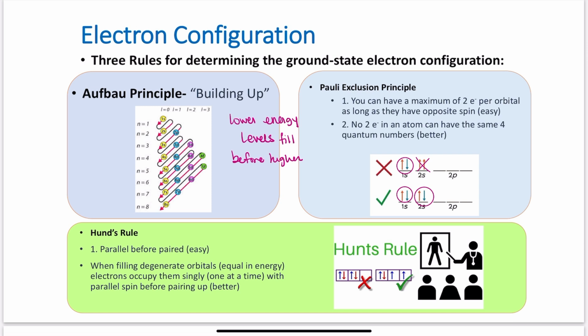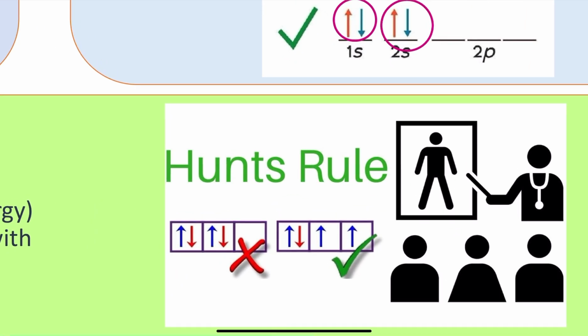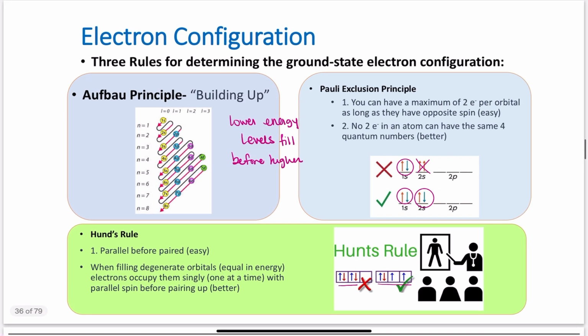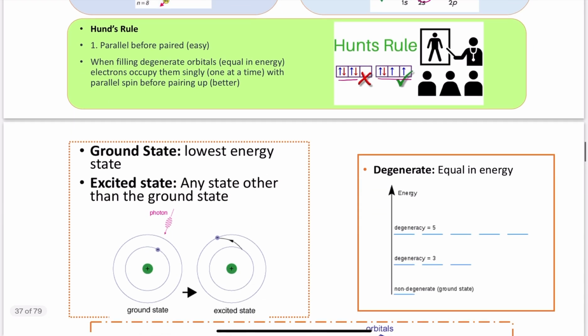And then Hund's rule is the parallel before paired idea. The better way of saying that is when filling degenerate orbitals, and degenerate again means equal in energy, the electrons occupy these orbitals singly, one at a time, with parallel spin before pairing up. And we can see that in the pictures here. Basically, this first system will not happen. The electrons want to go parallel before they pair up. You're getting on a school bus, you want to sit individually before you have to pair up with everyone else. Maybe not on a school bus, maybe you like your friends. But if you're getting on a city bus and you don't know people, you're going to want to sit in your own seat before you have to sit next to somebody.